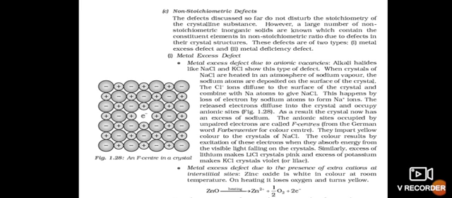There are two types of non-stoichiometric defects. I want to tell you one more time: whatever we discussed in the stoichiometric defects does not disturb the stoichiometry, but the defects coming under non-stoichiometry are going to change the stoichiometry. The two types are metal excess defect and metal deficiency defect.